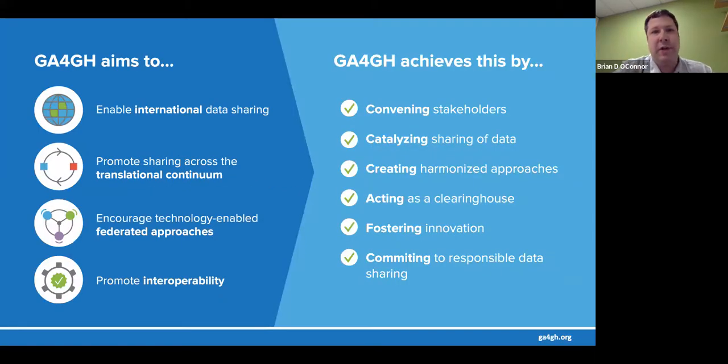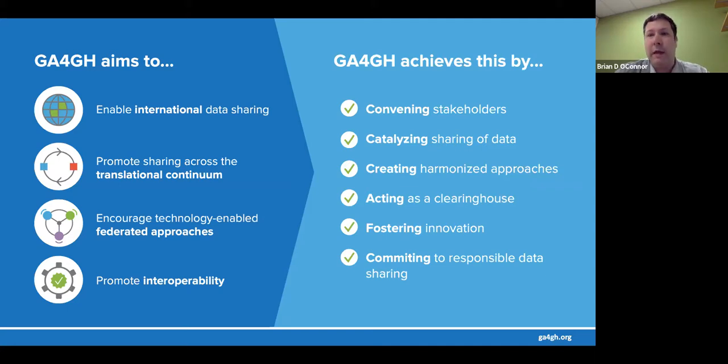All right, so in terms of what GA4GH is aiming to do, we're aiming to enable international data sharing through policies and through standards like those coming out of the cloud work stream. We want to promote sharing across the translational continuum, the wide spectrum of what's out there, and to be able to support that and encourage technology-enabled federated approaches. A lot of the work that I do in the cloud work stream, along with my collaborators there, is to look at how we can work in a federated model across the various projects and ecosystems that exist. And then finally, promoting interoperability, which I think goes hand in hand with these federated approaches, so systems can talk to each other, whether it's for data exchange or compute exchange or other activities.